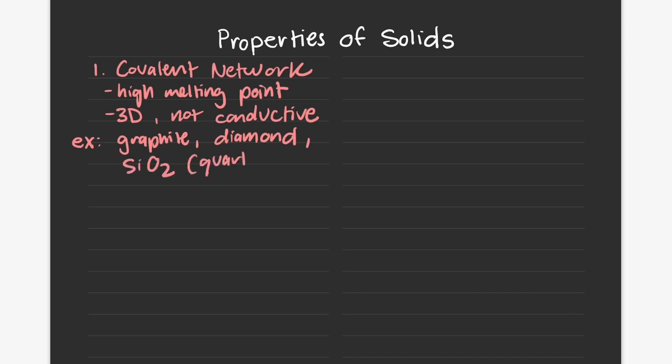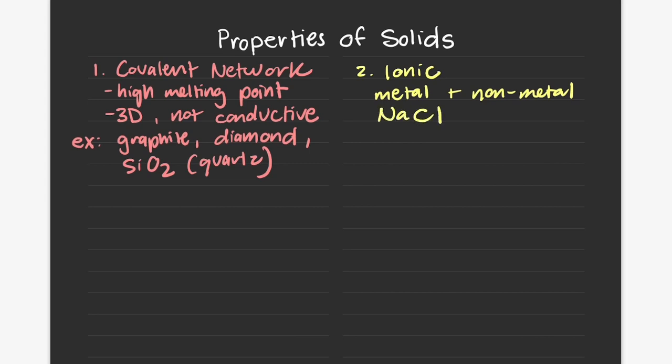Okay, so now moving on to number 2, ionic. So what makes a compound an ionic compound is if it is comprised of a metal plus a nonmetal. So an example would be sodium chloride. And what's interesting about the ionic solid structure is that it's made up of positive and negatively charged ions together in a repeating and alternating lattice structure.